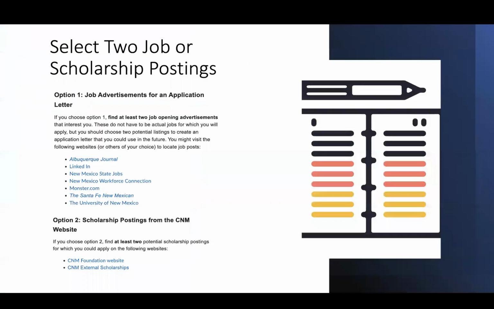After the discussion, you'll see that you're asked to select 2 job or scholarship postings. And so if you've decided to write an application letter for a job, you should find 2 job opening advertisements. There are some links to common places to find job posts. So if you just select the title of these links, like the Albert Greene Journal or LinkedIn, you can search for specific areas that you're interested in, specific types of jobs. Then you should copy and paste all of the words that are included for the job postings.